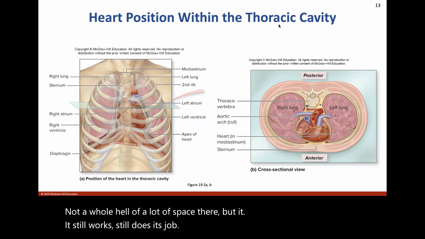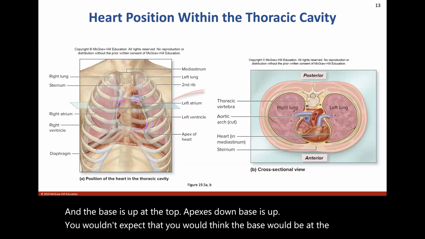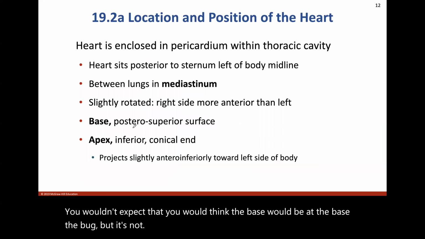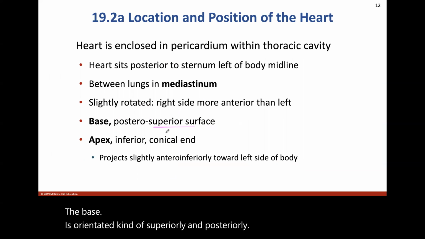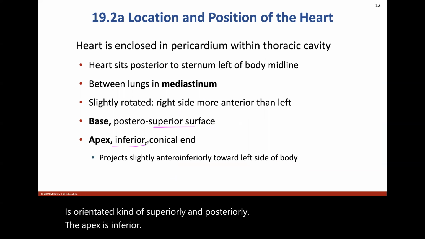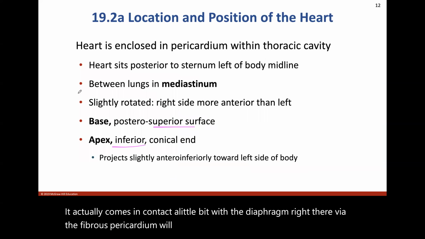As you can kind of see, the apex is down here, and the base is up at the top. Okay, apex is down, base is up. You wouldn't expect that. You would think the base would be at the bottom, but it's not. The base is orientated kind of superiorly and posteriorly. The apex is inferior. It actually comes in contact a little bit with the diaphragm right there via the fibrous pericardium. We'll talk about that here in a second.